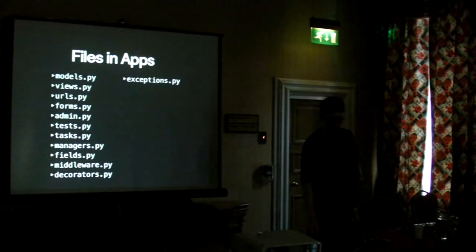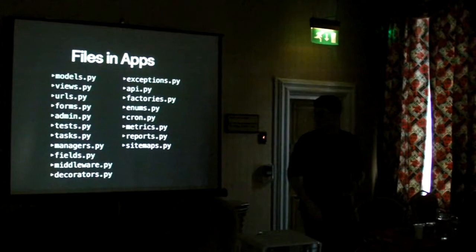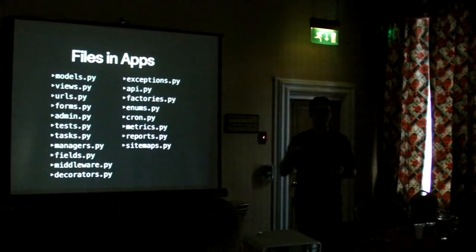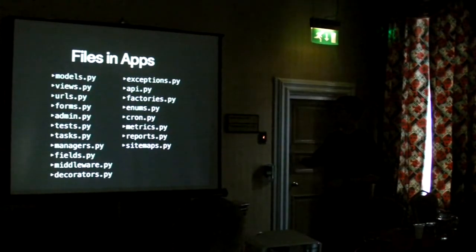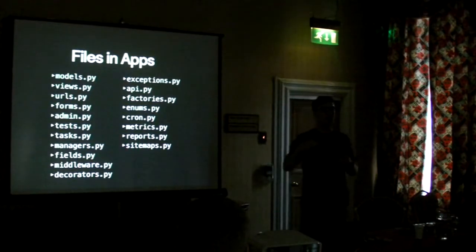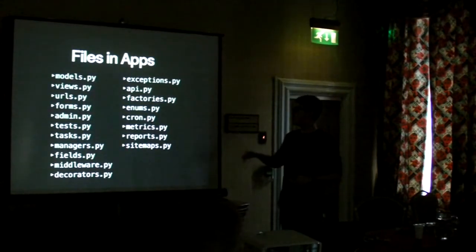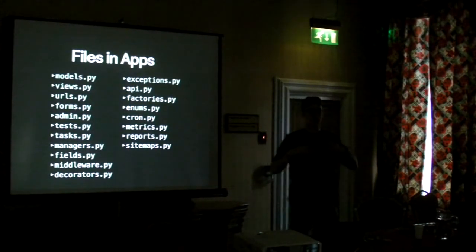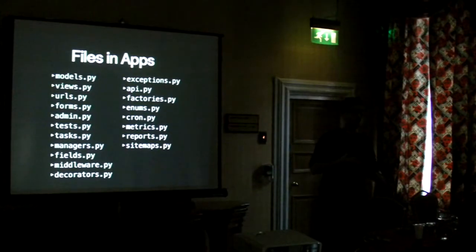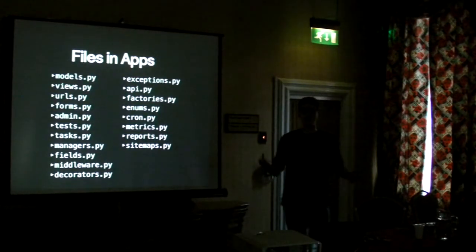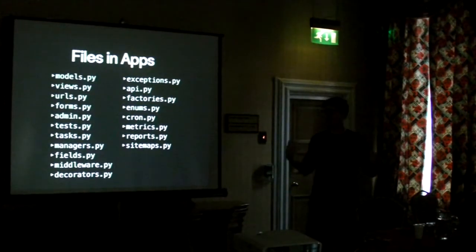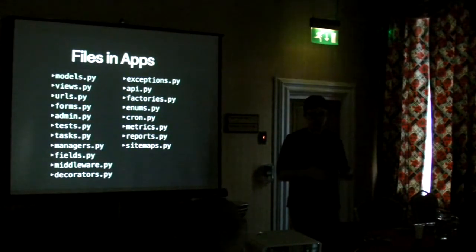So I would encourage you to start specializing. Start finding the files that make sense in your project. We use an API.py to define the public API that other apps are allowed to call. We define all our enums in one place. We have some systems here that do auto-discovery of metrics, of reports, of sitemaps, so that apps can easily define their own sitemaps, and an auto-discovery mechanism will pick that up and integrate it into the global system.